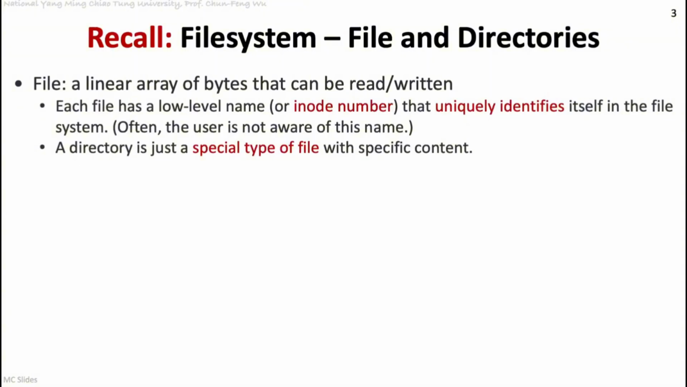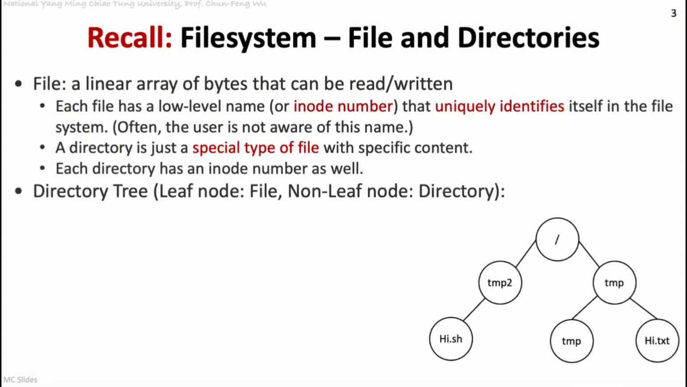And the second important thing is about the directory, because a directory in Linux is just a special type of file. So if you create a directory in Linux, then that content will get a new inode to describe that directory. So each directory has an inode number as well.